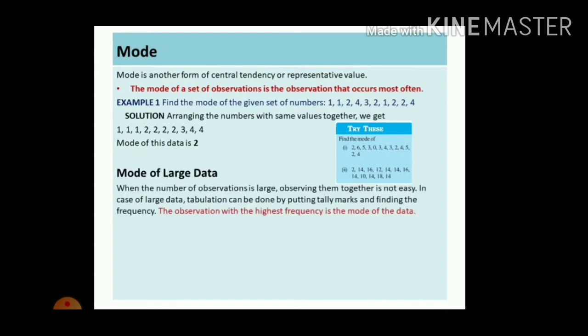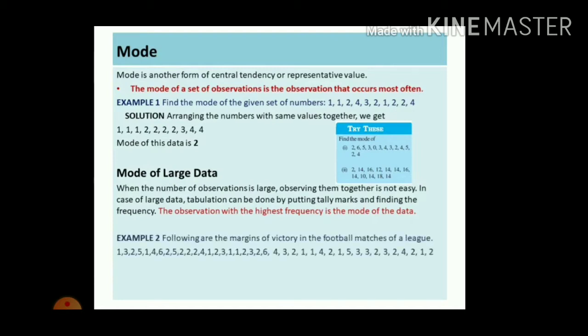Now let us see how to find the mode of large data. For example, there is a huge number of data and you have to find the mode. In this case, the first step is using tabulation and then putting tally marks and finding the frequency. So by observing the frequency, we can find which is the mode. That is, the one with the highest frequency will be the mode.